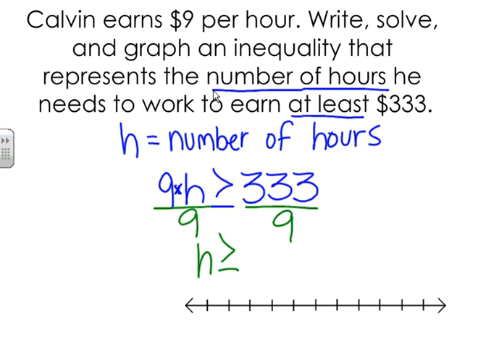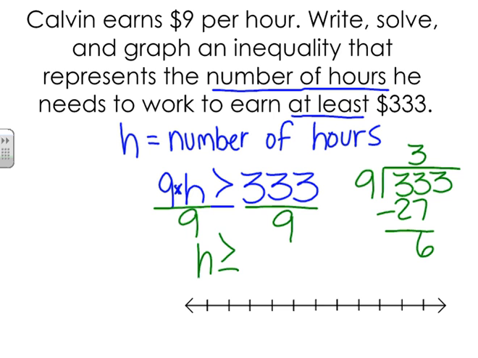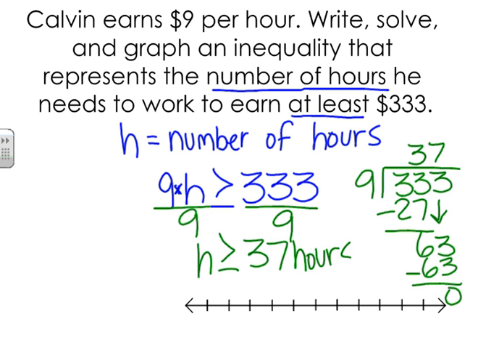H is greater than or equal to, and then let's figure out 333 divided by 9. 9 goes into 33 3 times. Subtract, we get 9 into 63 would be 7 times with nothing left over. So H is greater than or equal to 37. Now remember, H is the number of hours, so we would write 37 hours. And then on our graph, 37, 38, 39, 36, 35. So he couldn't work 35, he couldn't work 36, but he could work 37 or anything more than that to get his $333.